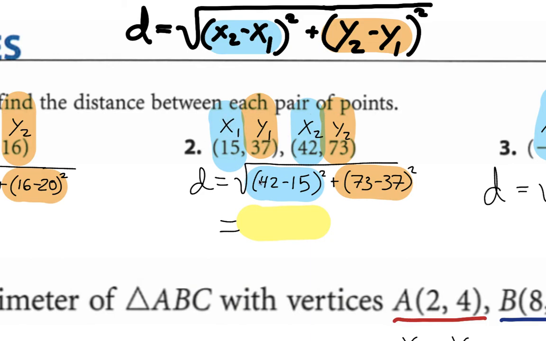Write it up top. 42 minus 15. I know that's 42 because this is 42 and this is 15. So this is the horizontal distance squared. And then this is the vertical distance, the distance between 73 and 37 here. What I'd like you to do is type that in your calculator, hit enter, write the answer here, and check it in the back of the packet.